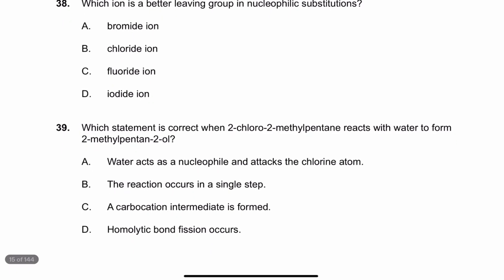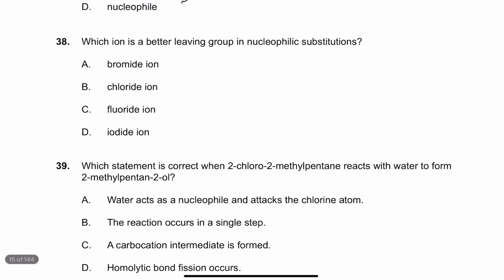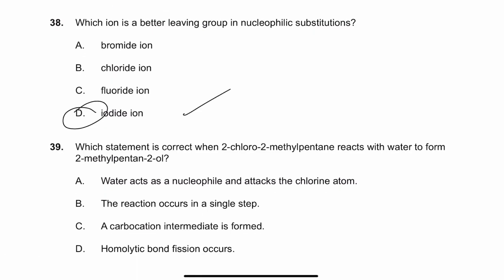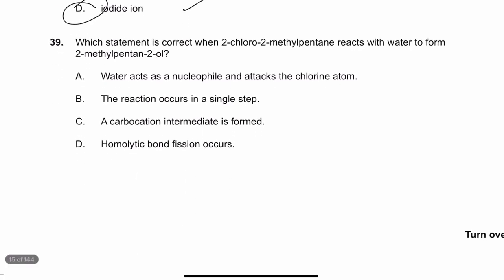Which ion is the better leaving group in nucleophilic substitutions? We should just know this by doing Paper 2, it's pretty common knowledge. It's going to be iodide ion, and the reason is the weakness of the C-I bond. Remember that the weaker bond is going to be easier to act as a leaving group, and that's why the iodide ion is the best leaving group.